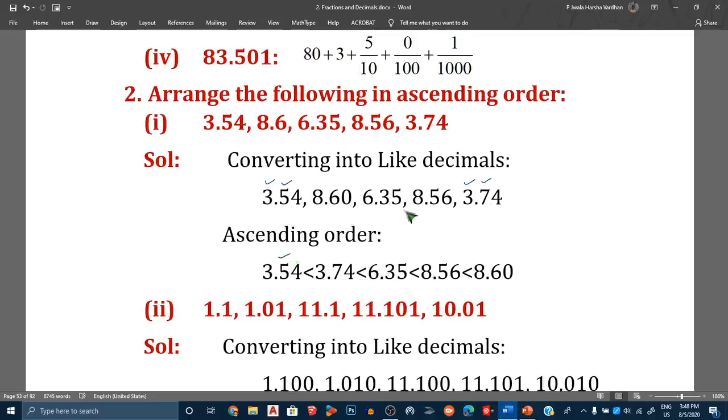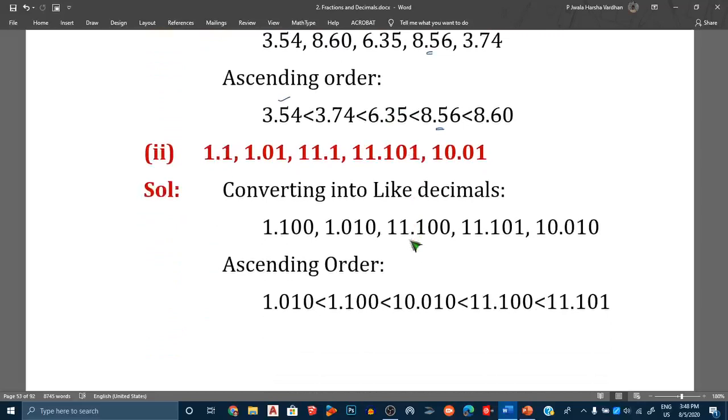In the remaining numbers, 6 is the least one, so you can write 6.35. And in these two numbers, whole number part is again equal. So now you have to compare the 1/10 part, which here is 5, this is 6. So this is the smaller one, so you can write it first, 8.56. Next lastly you can write 8.60. So like this you can write in the form of ascending order.